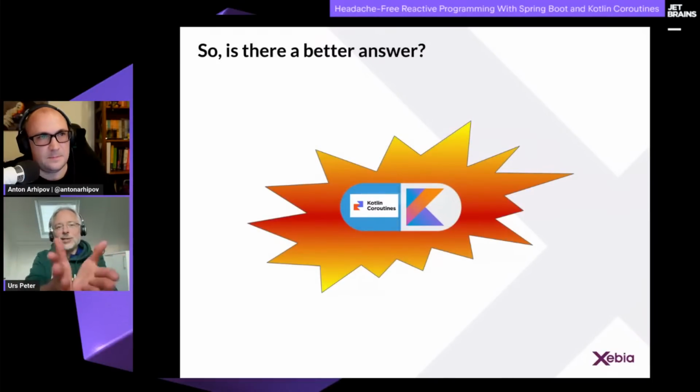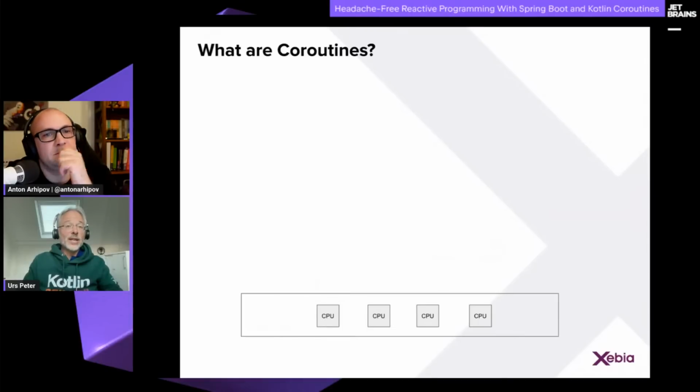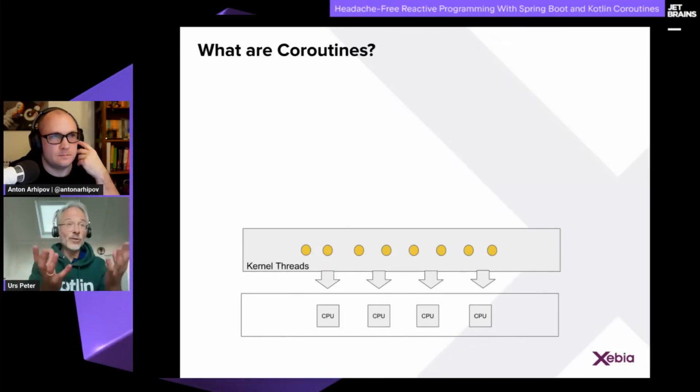One of the answers is this one. So coroutines really can solve this problem in a very, very neat way. So what are coroutines? Well, if we look at a compute architecture, we see at the lowest level, there's our CPU, and the CPU is the real thing, right? This is where the work is happening.